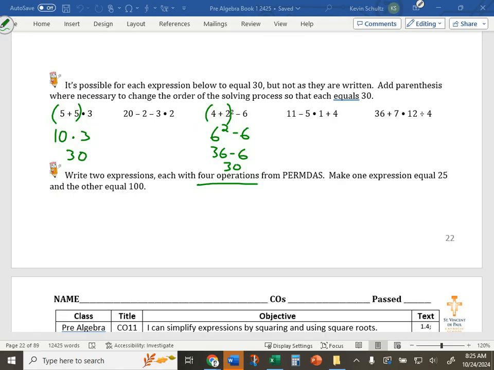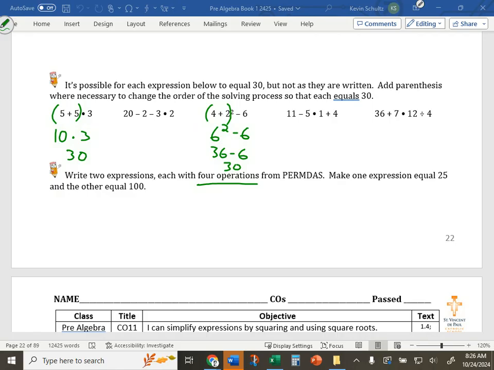Okay? Questions on what you are to do? What's that? The last one? 36 plus 7 times 12 divided by 4. Yeesh. Anyone has tried this one and come up with a solution? Sometimes you just gotta start trying things, right?